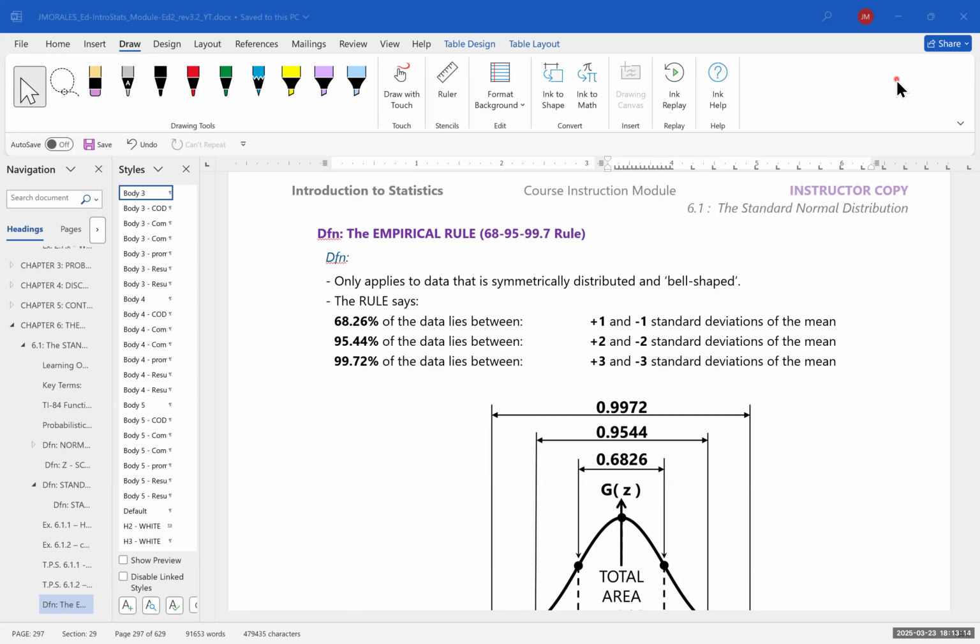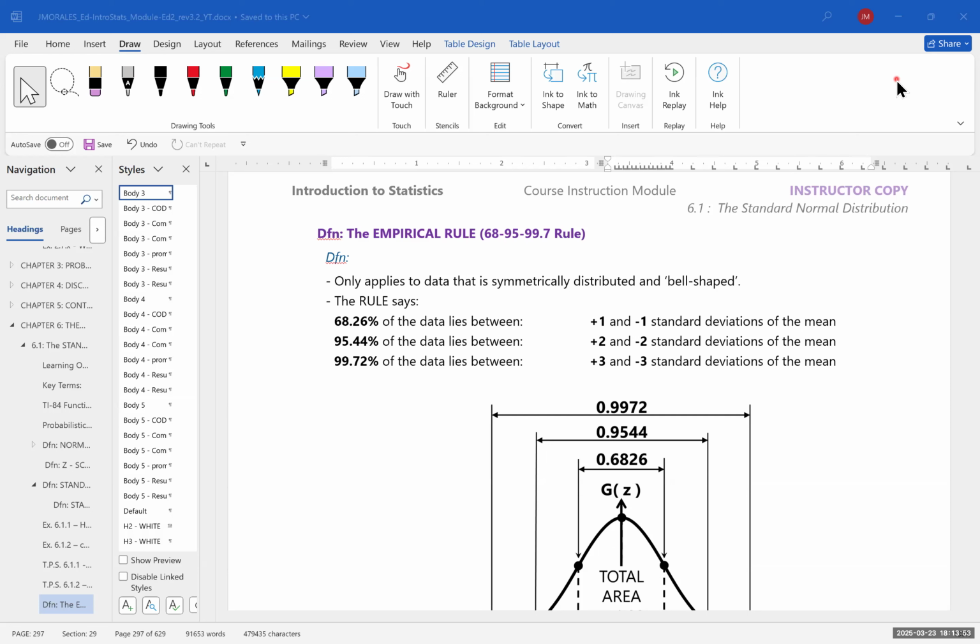Now, earlier on in the chapter, I talked about standardizing a normal distribution into a standardized normal distribution. And what that did was it created the normal distribution shape such that the area under the curve was equal to 1. And now we're going to start looking at the area under the curve and how that relates to probability.